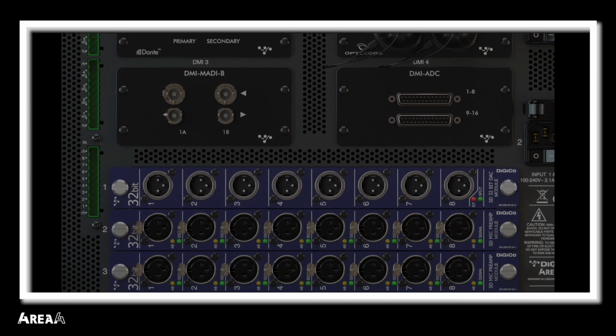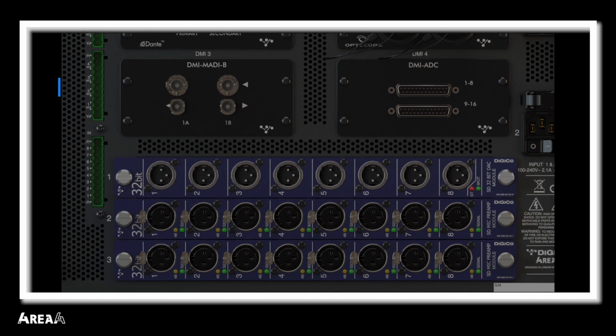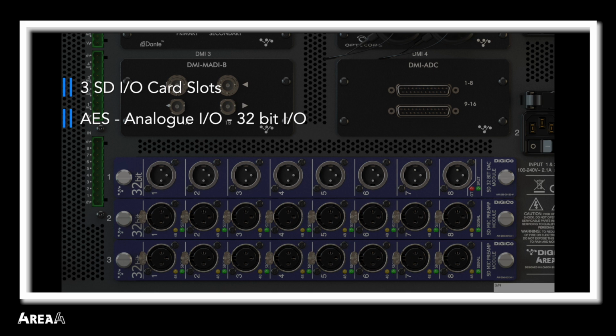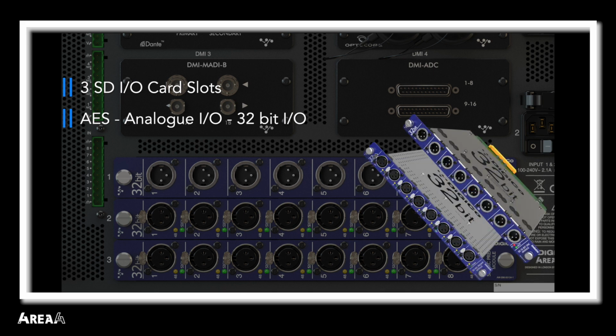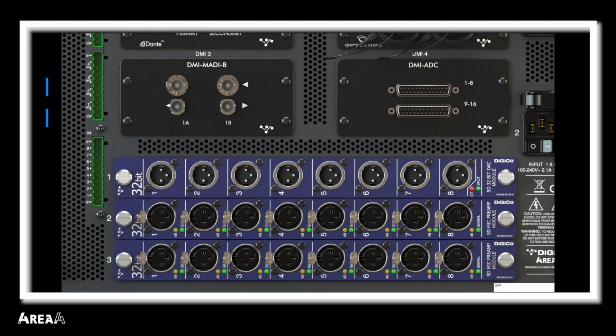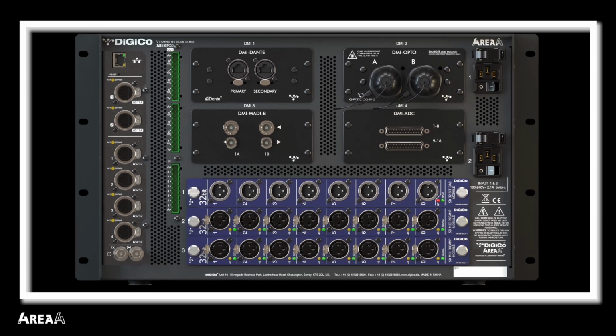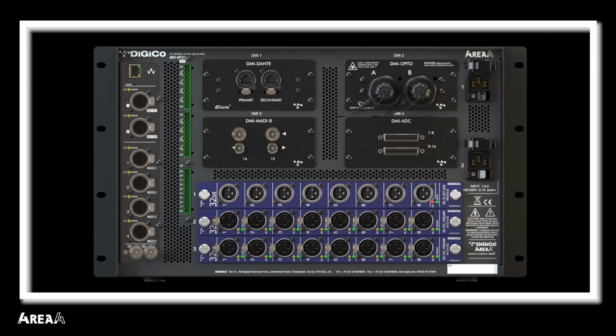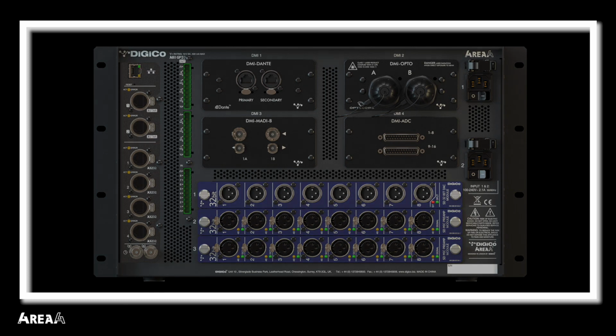There are also 3 SD I/O card slots. These accommodate DiGiCo's standard SD rack I/O cards, including the AES I/O, microphone preamplifier cards, analog output cards, and even DiGiCo's 32-bit mic preamps and 32-bit analog output cards, which provide premium audio quality with the lowest noise currently possible. You can mix and match your cards and use these cards for direct connection for wired to wireless microphone inputs, or outputs to feed the PA and any other areas that need audio.